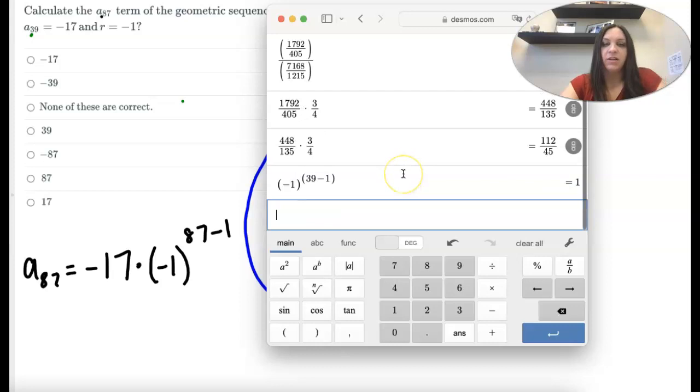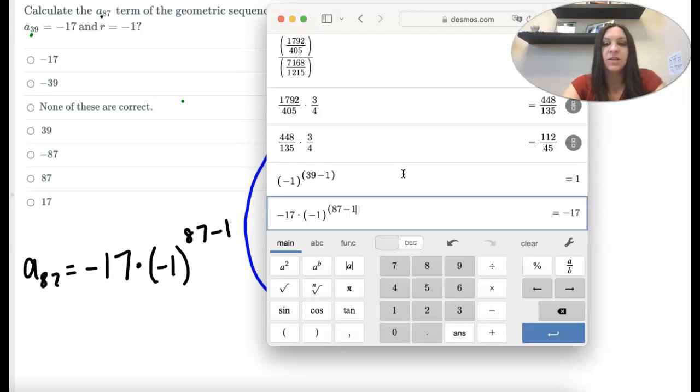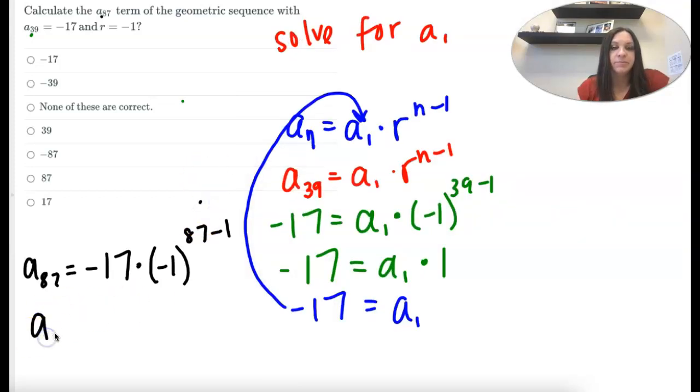So in our calculator, this time we have -17 times -1 to the power of 87 minus 1. See how I had to put that in parentheses? There we go. So this one is -17. And that makes sense because we're timesing by -1 or +1, so our series is just going to go back and forth.